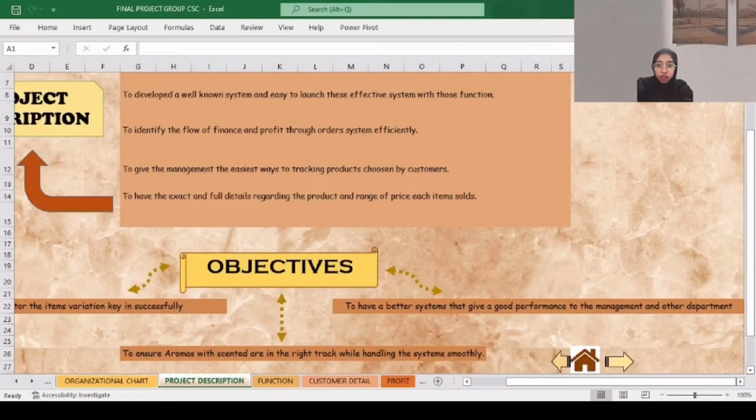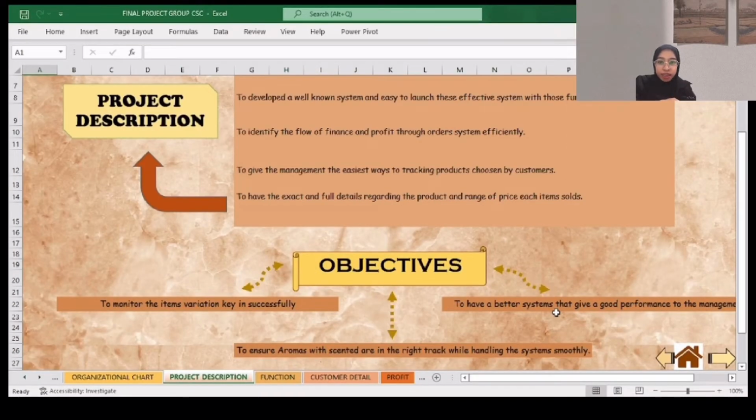Next is our project objective. The first objective is to have a better systems that give a good performance to the management and other department. For example, in our group project, we have provided data of customer details. It is to ensure that there is no error if you want to track the customer order. Then the second objective is to ensure Aroma with Scent are in the right track while handling the system smoothly. For instance, we provide a product description to make sure that the customer know more details about our product.